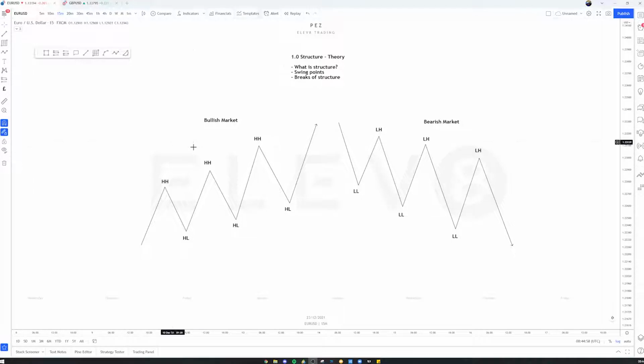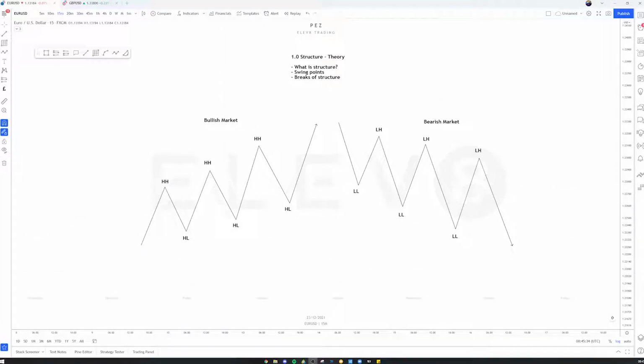Here we have an example of a bullish market and a bearish market. A bullish market is a series of higher highs, higher lows. As you can see, we're trending upwards here, creating higher highs, higher lows, on and on. That's a bullish trending market, and vice versa for a bearish trending market. We can see lower lows, lower highs, and we keep putting these in until we break the lower high, which then switches to become a higher high and then back into a bullish market.